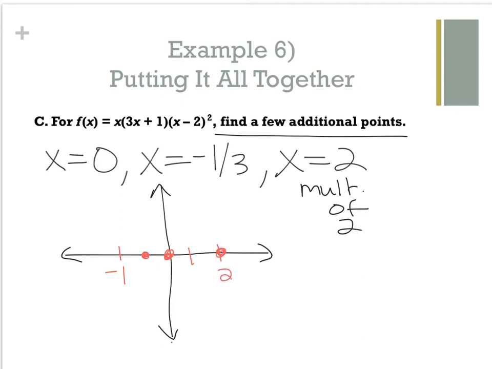Now remember, our end behavior we determined in our leading term test, because our lead term was 3x to the fourth, we determined that both ends were pointed up. So I know that from the farthest zero to the left and the farthest zero on the right side, the ends are pointed up.